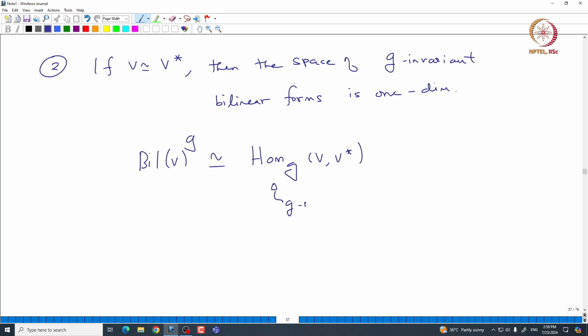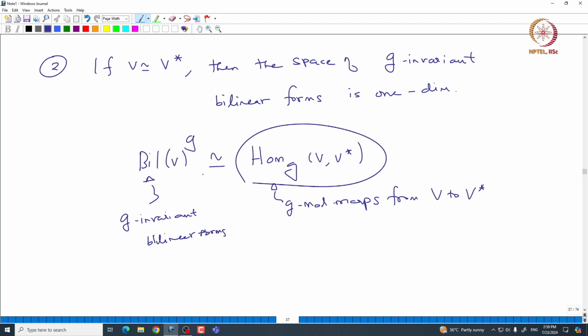So, this is the G module maps from V to V star, and this is the G invariant bilinear forms. From Schur's lemma, we know that this is one dimensional, so that forces this to be one dimensional. Now, once we know that V is isomorphic to V star, there is at least one non-zero bilinear form.